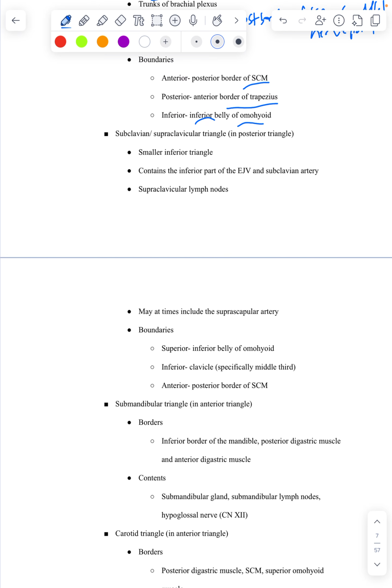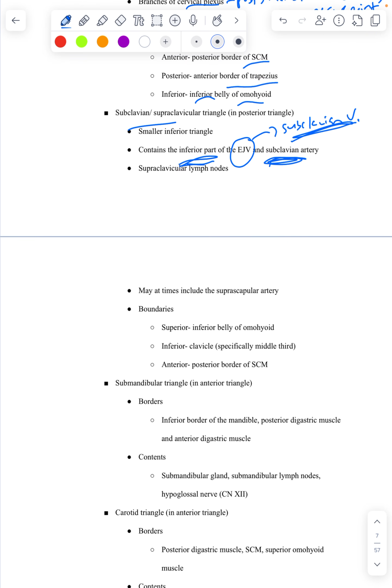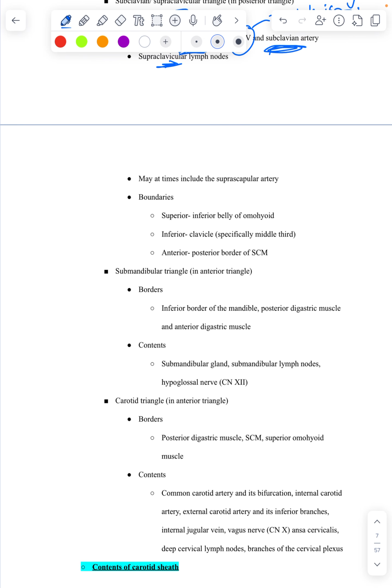It's subclavian, so you would assume that it has the subclavian stuff in it. So subclavian artery and vein. And then if the external jugular vein drains into the subclavian vein, it makes sense that the bottom part of it, so where it's draining, would also be here because the subclavian vein is also here. And then this triangle is above the clavicle, so it makes sense that you have your supraclavicular lymph nodes. Sometimes it has the suprascapular artery, and then we saw the boundaries already.